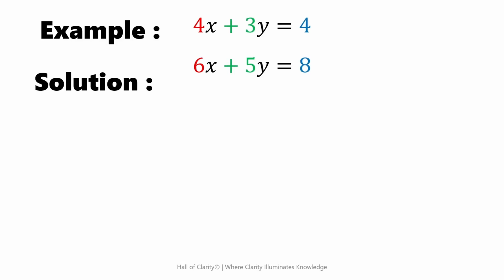So this is the example. 4x plus 3y is equal to 4. 6x plus 5y is equal to 8. So these are the simultaneous equations with variable x and y.